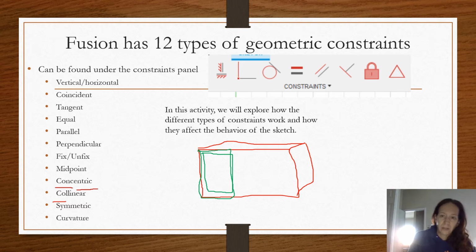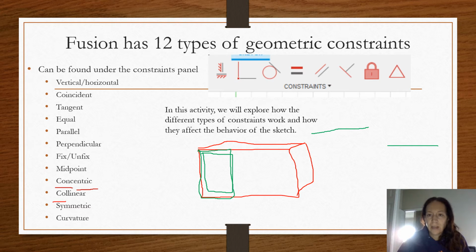But if you put that constraint on it, then Fusion will do it for you and make sure that these are exactly the same. We're going to use a collinear constraint in this particular lesson to line up two pieces of a figure. So you might have a line here and a line here, and they're clearly not on the same line. And so you can click the collinear constraint and you can line these up so that they will be right next to each other and they'll move together.